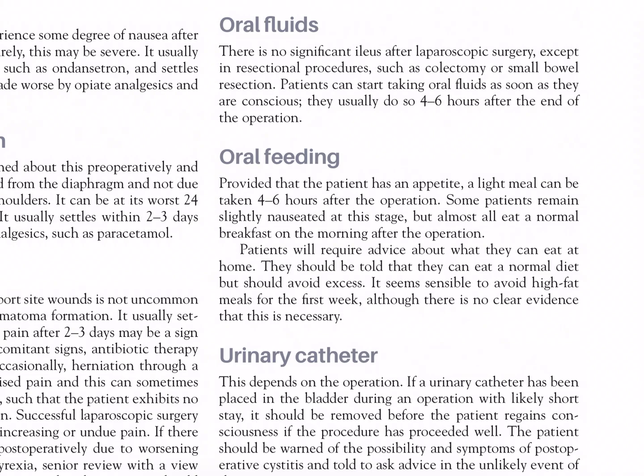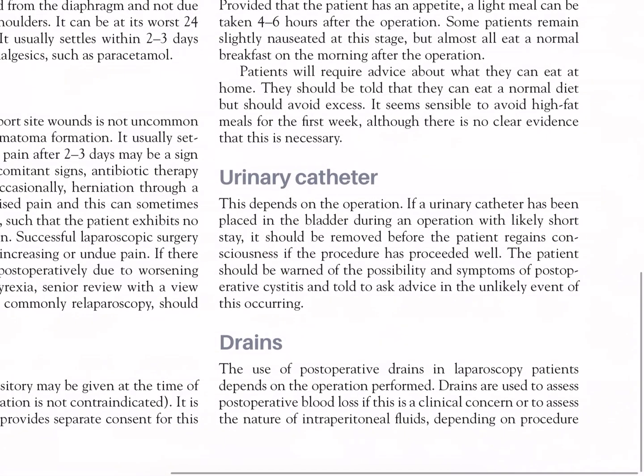They should be told that they can eat a normal diet but should avoid excess. It seems sensible to avoid high-fat meals for the first week, although there is no clear evidence that this is necessary. Urinary catheter: it depends on the operation.